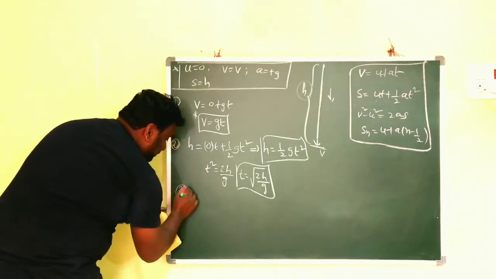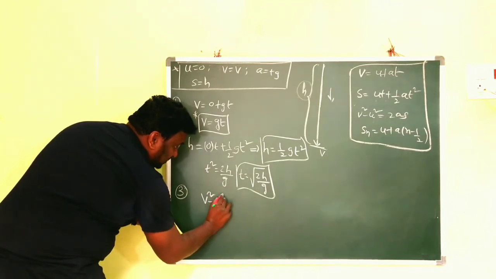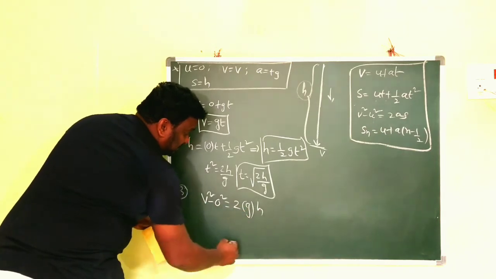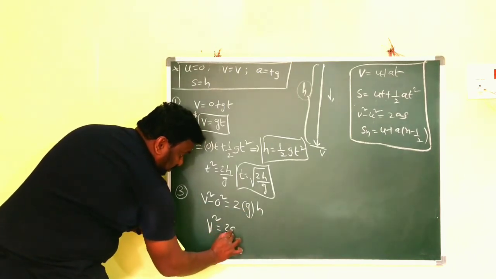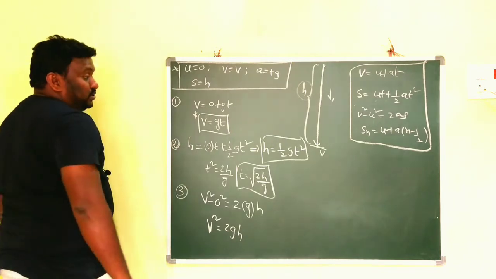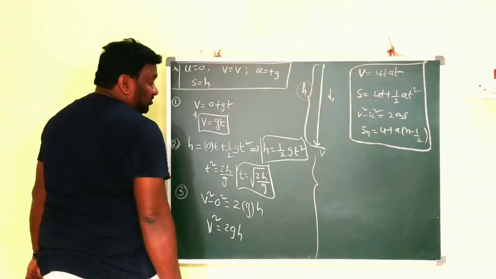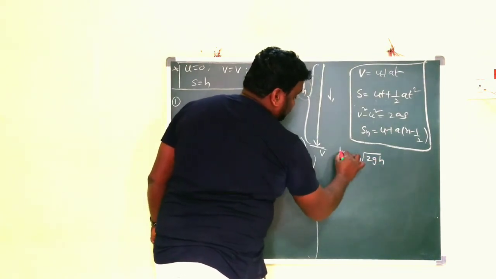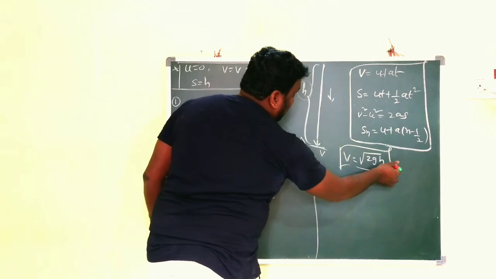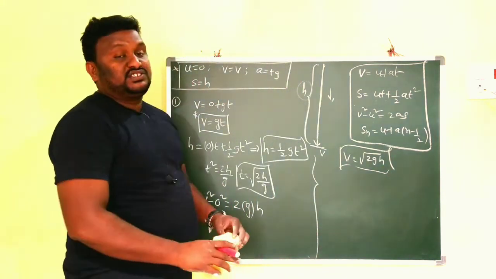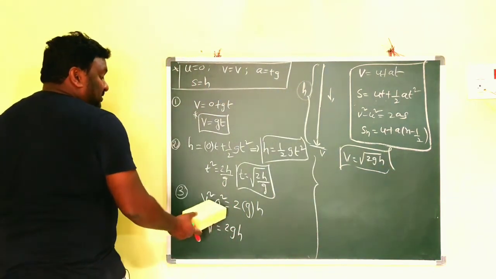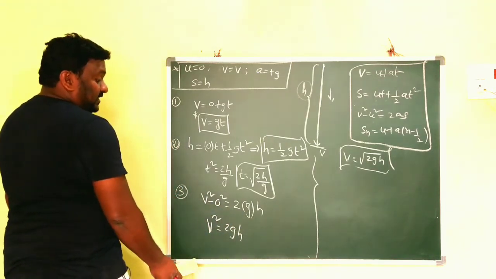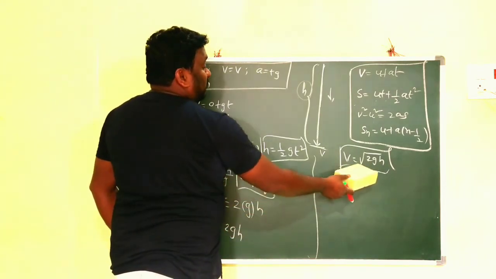And the third equation, children, v square minus u square is equal to 2as. u square is 0 square, and a value is g, s value is h. Then v square is equal to 2gh. From that, v is equal to under root of 2gh. So this is the velocity on reaching the ground.